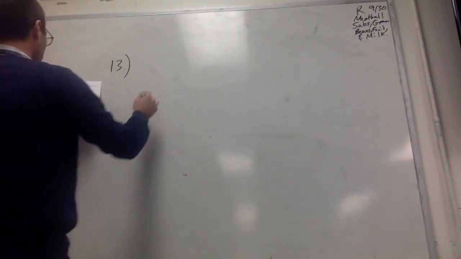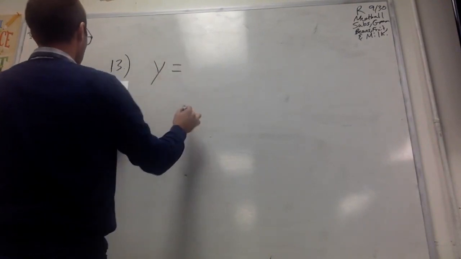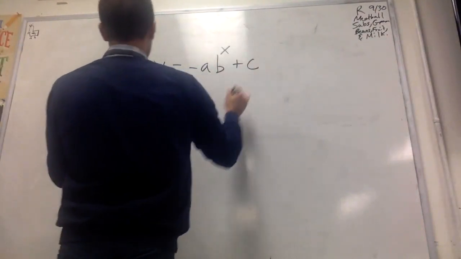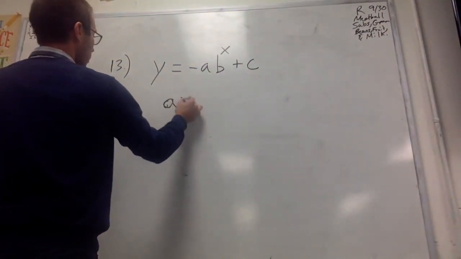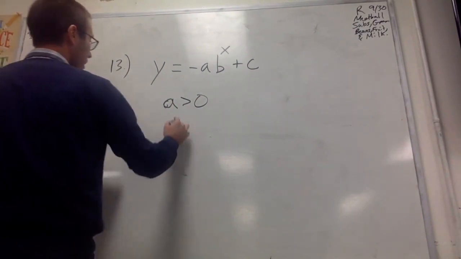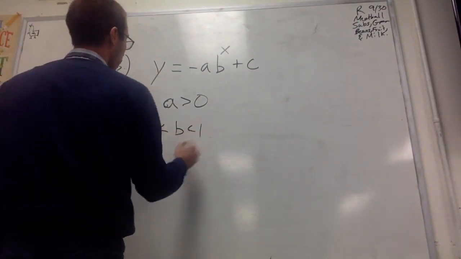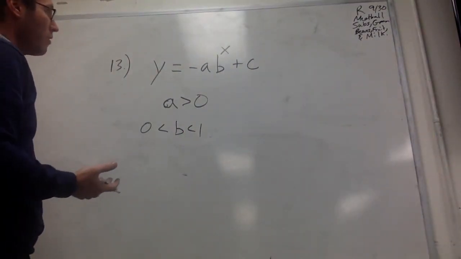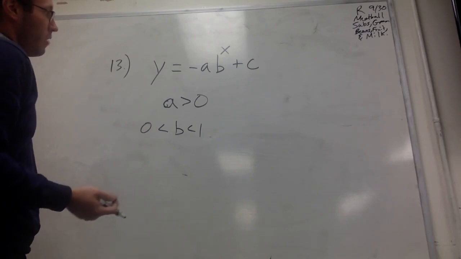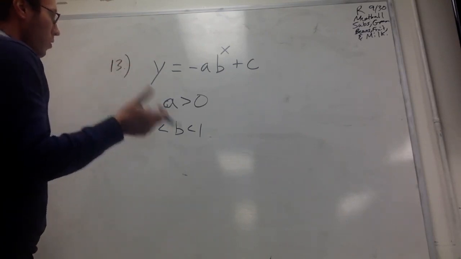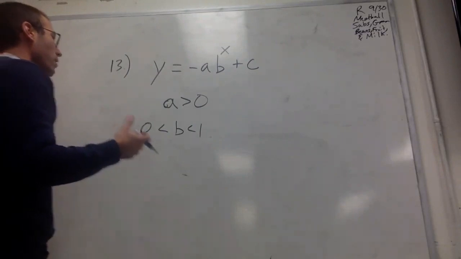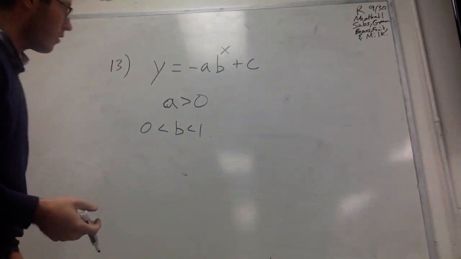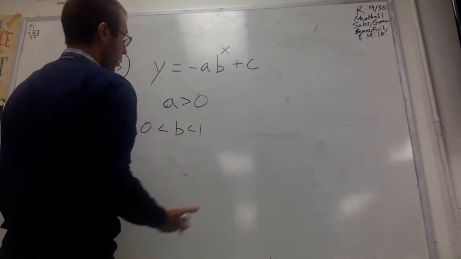It says, what is the range of y equals negative ab to the power of x plus c, where a is a value greater than 0 and b is a value between 0 and 1. I wanted it to be harder than this. I made it a little easier. The whole goal is to think of values right here as like you're substituting in. So like a is a value greater than 0.